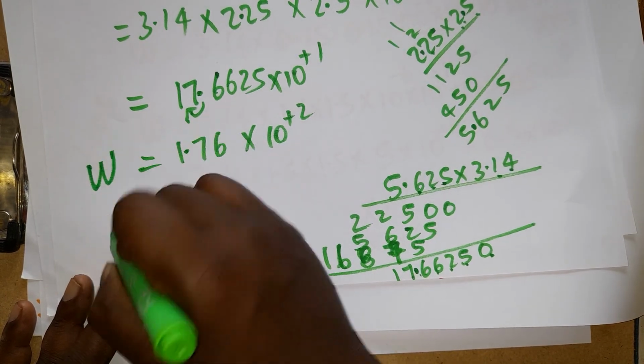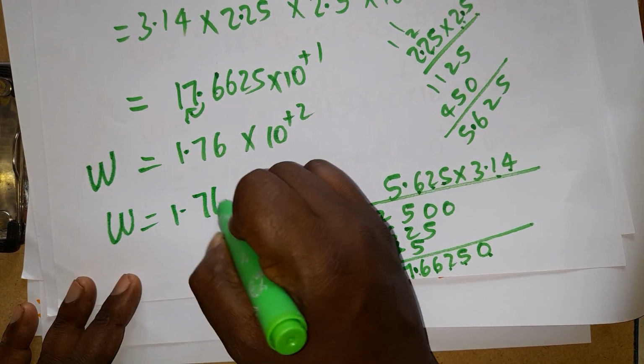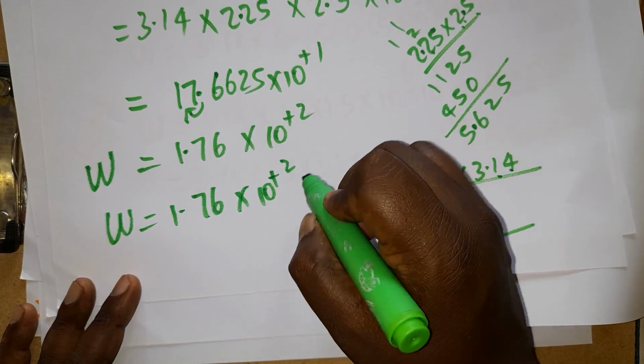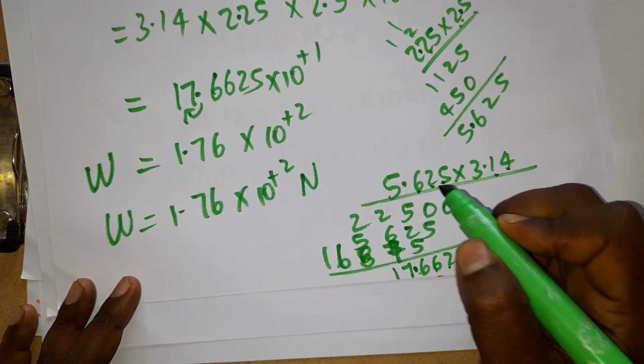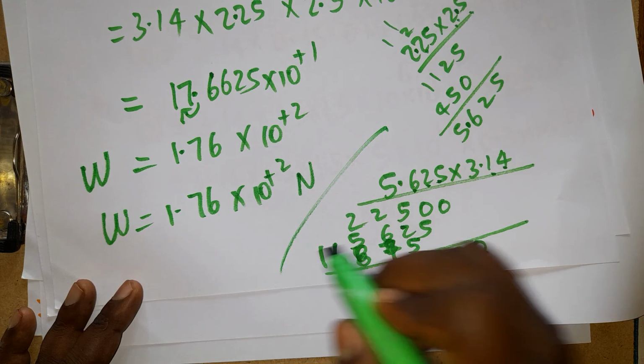Finally, we got weight. Weight is equal to 1.76 into 10 power plus 2. Weight unit is going to be called a Newton. Okay, thank you.